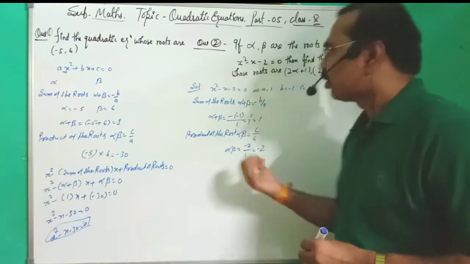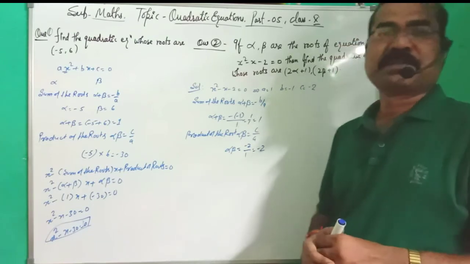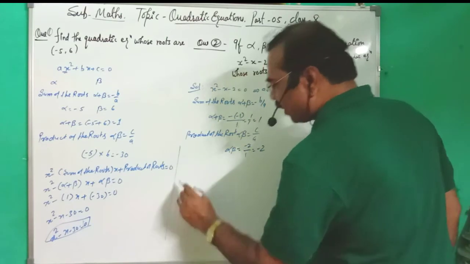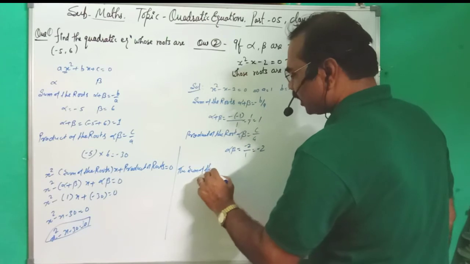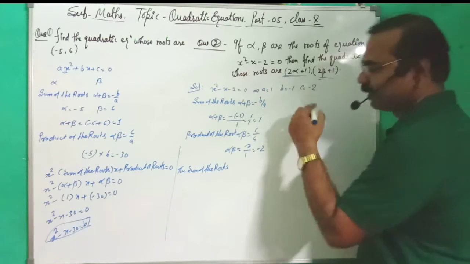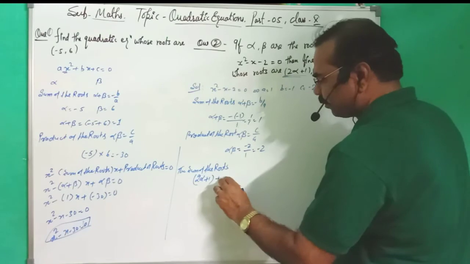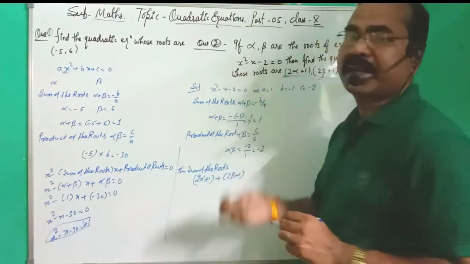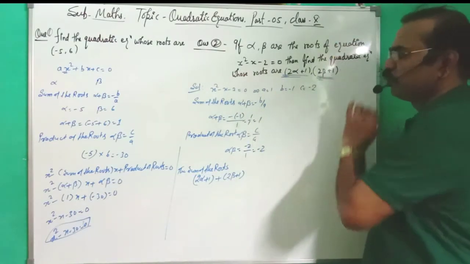But our question is to make the quadratic equation whose roots are 2 alpha plus 1 and 2 beta plus 1. So it means we can find the sum of the roots. What is the sum of the roots? Yes students, what are the roots given? The roots given are 2 alpha plus 1 and 2 beta plus 1. Here we were taking alpha and beta, but according to the question the roots given are 2 alpha plus 1 and 2 beta plus 1.